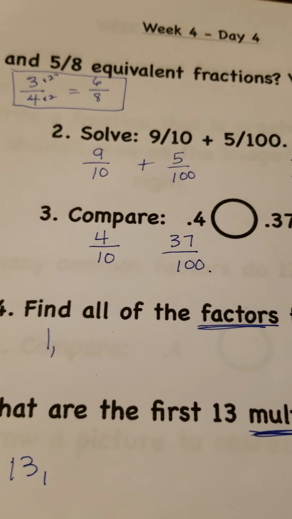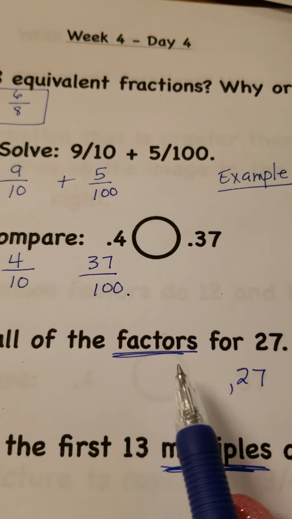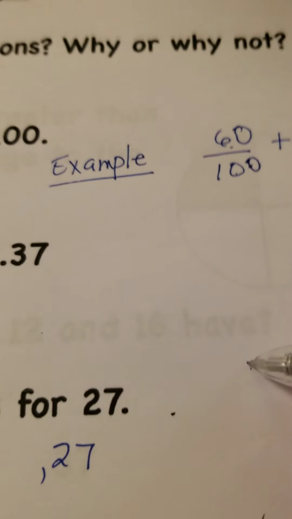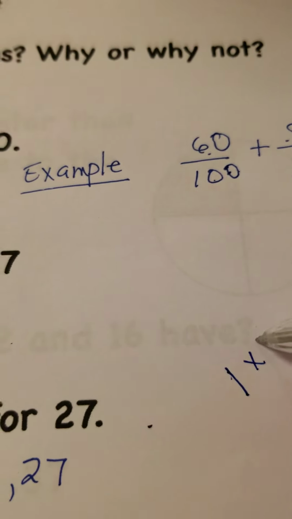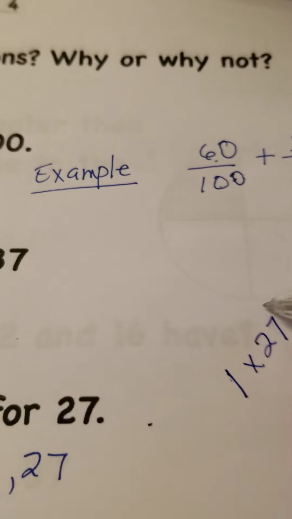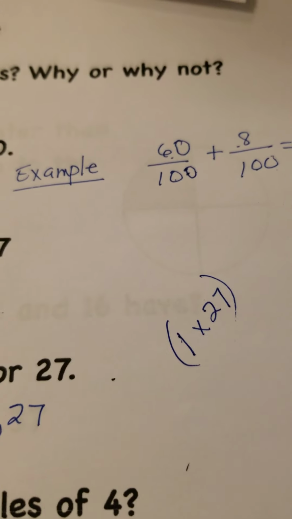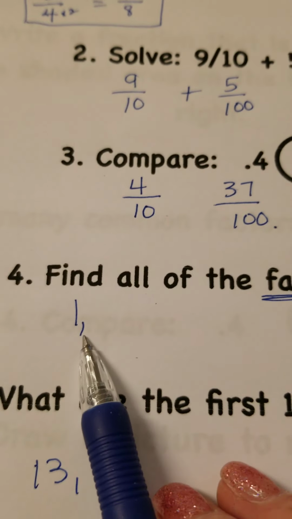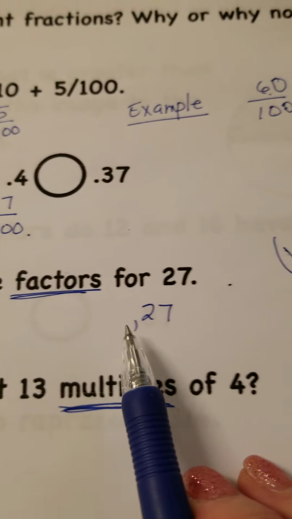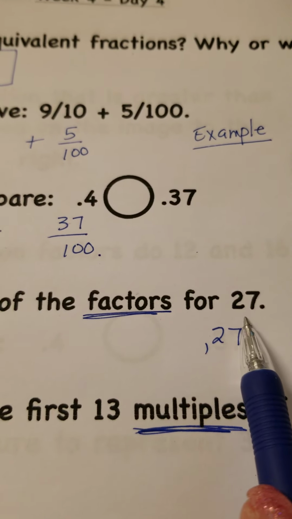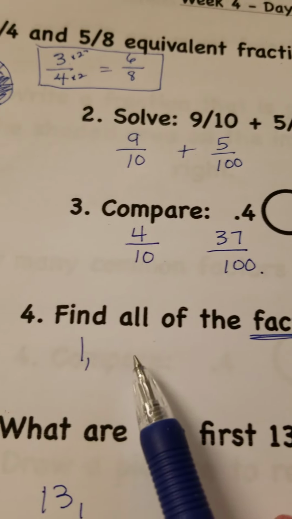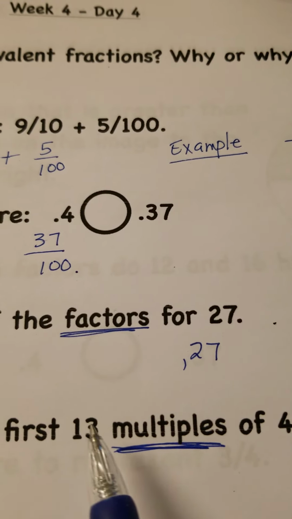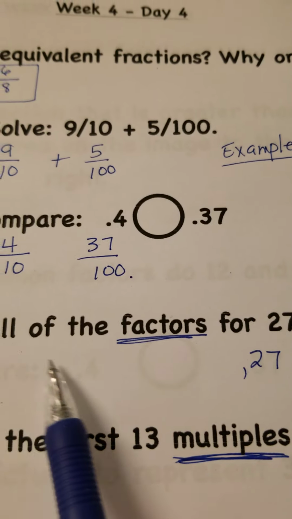Number 4, find all the factors. Factors. If they say factor pairs, then you're going to list the pairs together like this. That would be a factor pair. If it's just factors, you're literally going to just list the factors. You know that 1 and 27 are factors of 27. Now go back, can you get 2? Can 2 go into 27 equally? If so, how many times? Those are the factors.